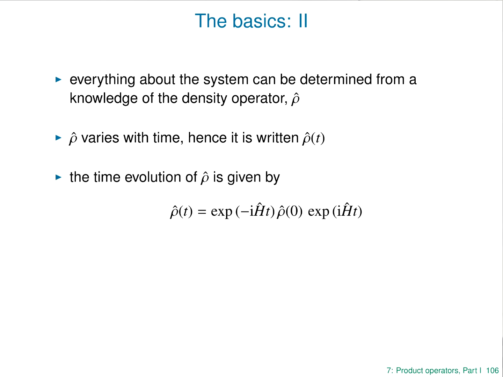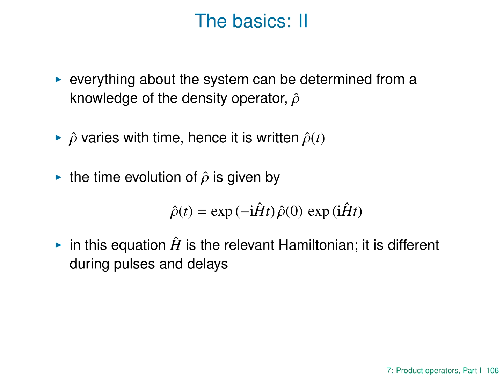And in fact, in this theory, there's a straightforward way of calculating what the evolution of the density operator is going to be. So rho 0 is the density operator at time 0 at the start, and rho t is the density operator at the time t. And the rest of this, H is the Hamiltonian, which we've already come across, t is the time, and I is the complex i. And in order to work out what's going to happen, all we need to know is where we start from, what rho 0 is, and we need to know what the Hamiltonian is. And the Hamiltonian is different during pulses and delays, and I'll explain that.